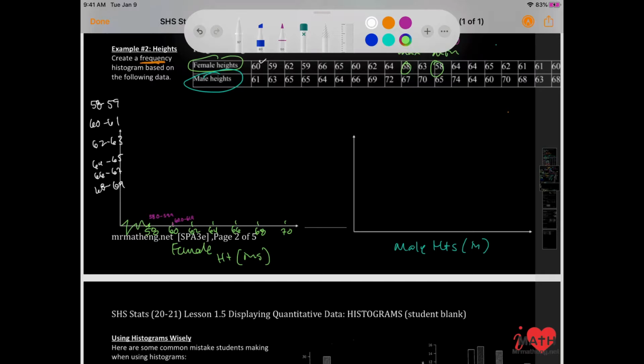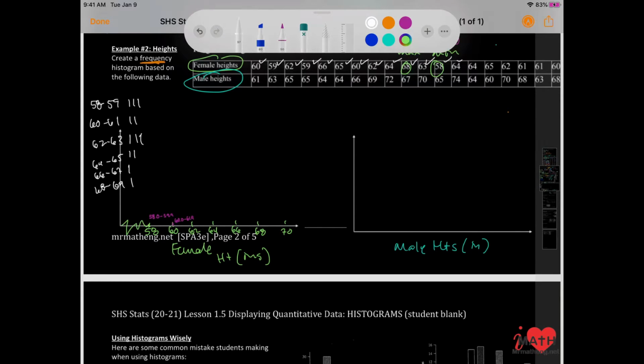So let's count. I'm going to use this one. So 60, 59, 62, 59. Again, use these check marks, super helpful. I'm just using a frequency table here to count out my numbers. 60, 62, 64, 68, 63. Again, don't mark over the number, you want to see it.